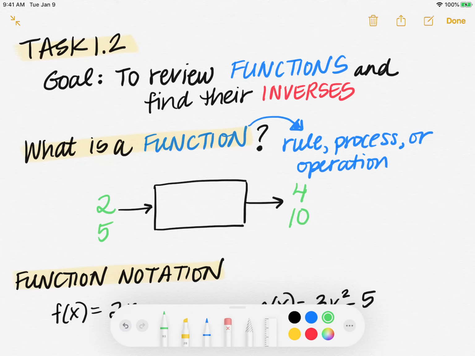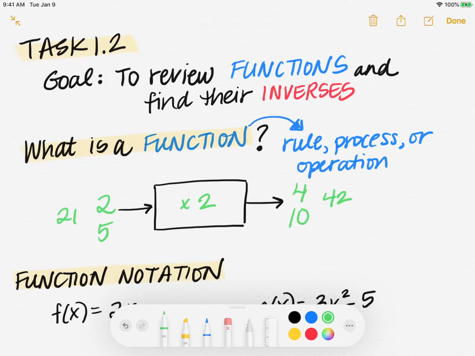Let me do one more and see if you guys can guess what that operation is. If I put in 21, I get out 42. Can you guys guess the operation? Hopefully you guessed times 2. Times 2 is the operation.